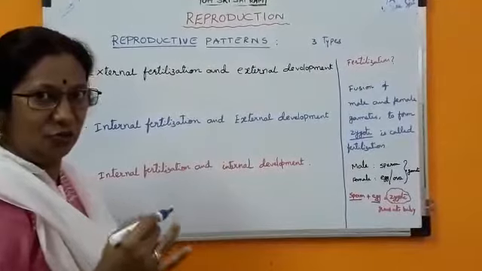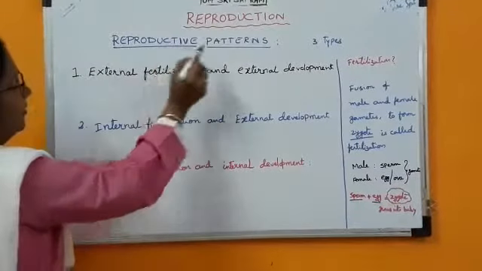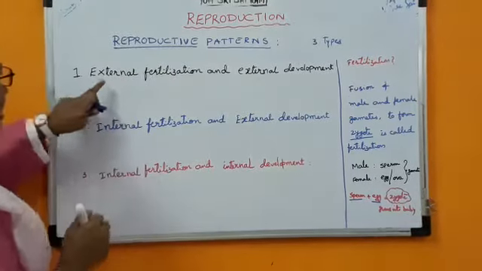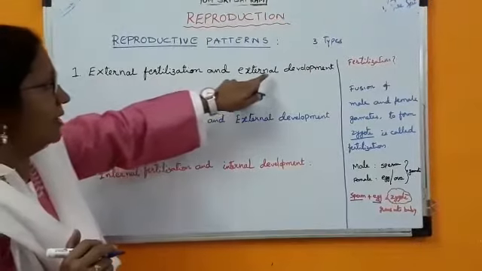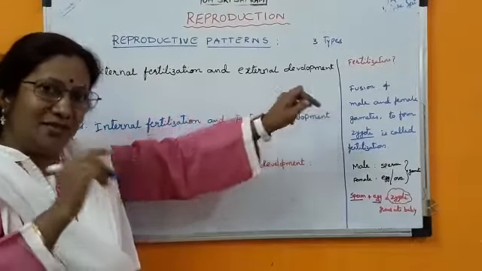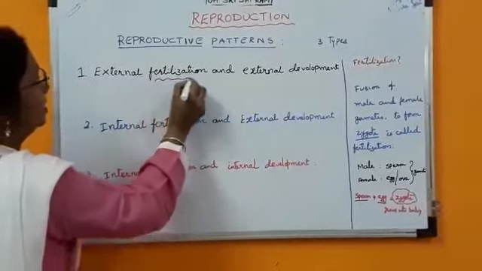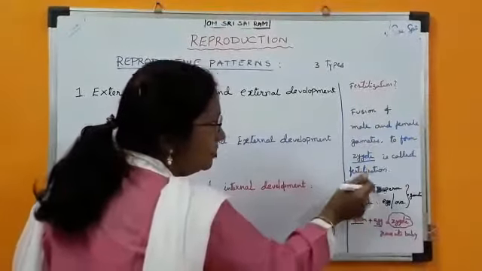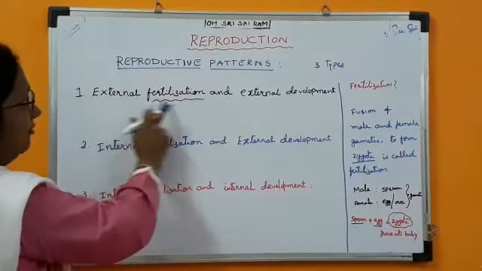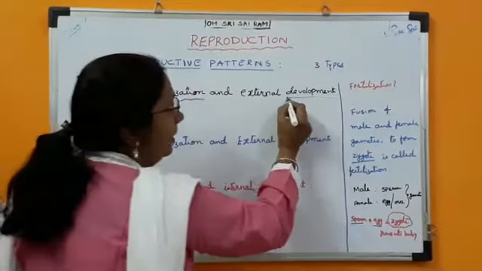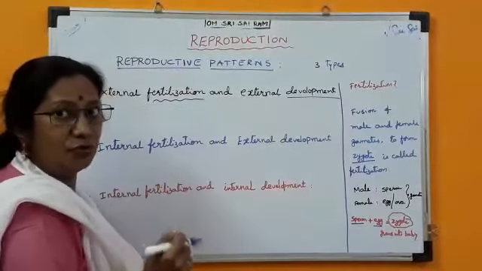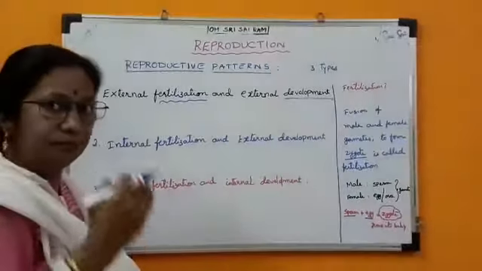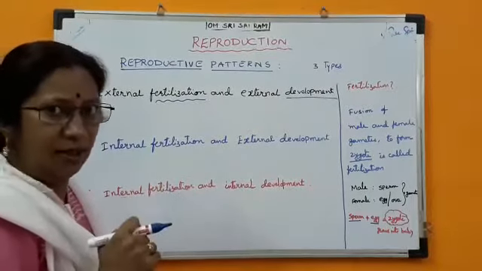I think I am teaching slowly, so you can follow me. In reproductive patterns, there are three types. The first is external fertilization and external development, both external. Fertilization means fusion of male and female gametes to form a zygote. The zygote grows into a baby, and that process takes place outside the body of the female. So that method is called external fertilization and external development.